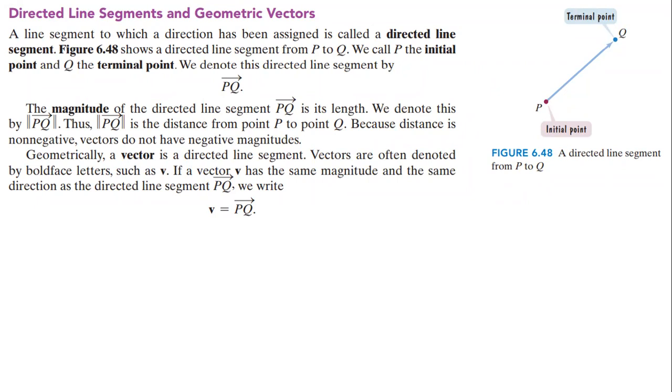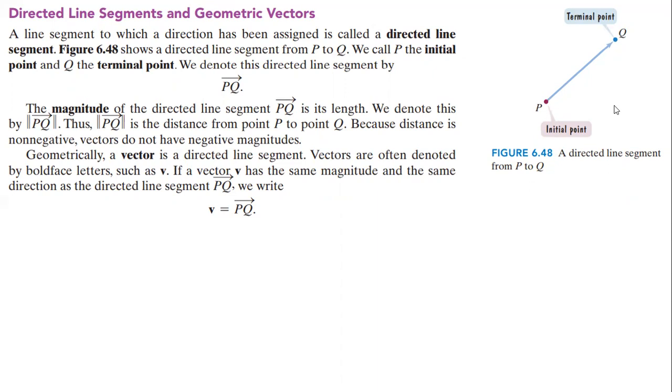It's the length, the magnitude of this directed line. As you see, guys, we can denote this with the absolute value. It's the distance from point P to point Q.